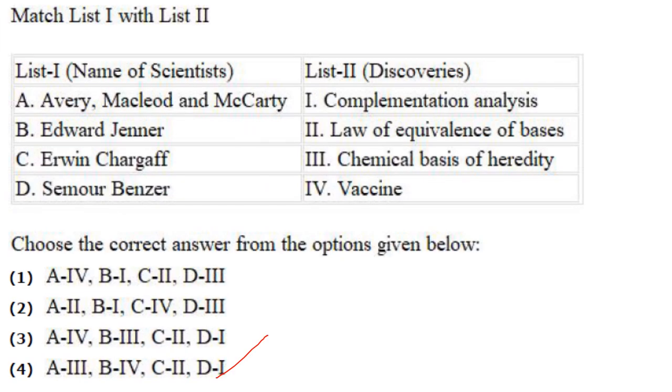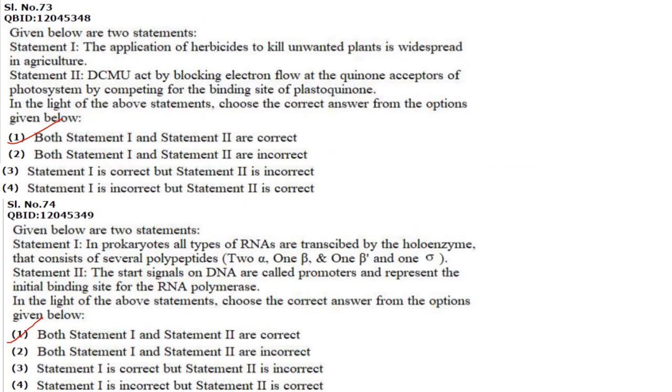Then next one, they have given the name of scientists and their discoveries. So Avery, MacLeod and McCarty are involved in the chemical basis of heredity, that is DNA as the basis for heredity. Then Edward Jenner was with the smallpox vaccine. And Erwin Chargaff was with the law of equivalence of bases in DNA. And Seymour Benzer was involved in complementation analysis. So the answer here is option 4, A3, B4, C2, D1.